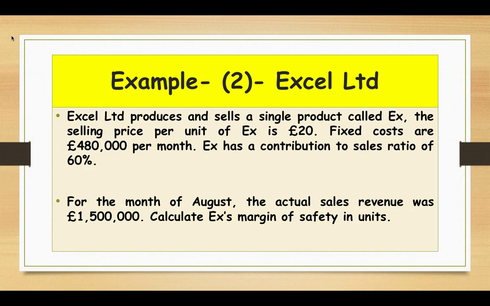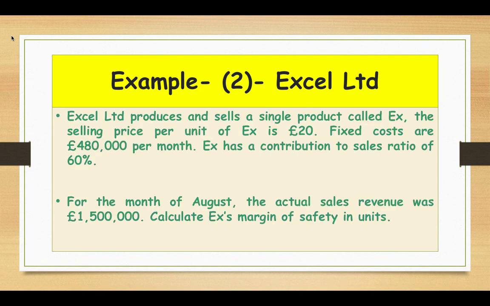Now we are going to see another example, which is Excel Limited. So Excel Limited produces and sells a single product called X. The selling price per unit is £20. Fixed costs are £480,000 per month, and X has a contribution to sales ratio of 60%. So for the month of August, the actual sales revenue was 1.5 million. Calculate X's margin of safety in units.